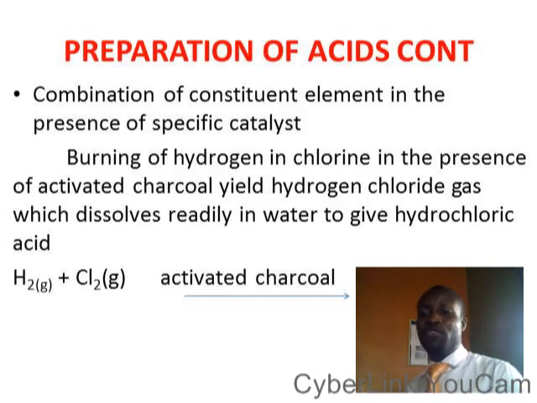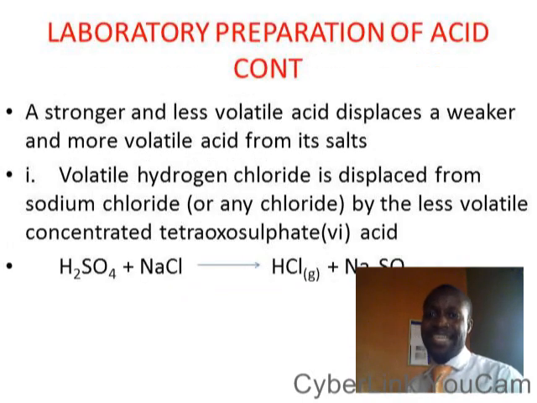Now, to prepare by combination of constituent elements in the presence of specific catalysts. Number one, if you want to prepare hydrochloric acid, all you need to do is get hydrogen and chlorine in the presence of activated charcoal. You see, when they spark together, they will give you hydrochloric acid. That is through direct combination. But mind you, activated charcoal is the catalyst used in the direct combination process of preparing acid. Let's continue.